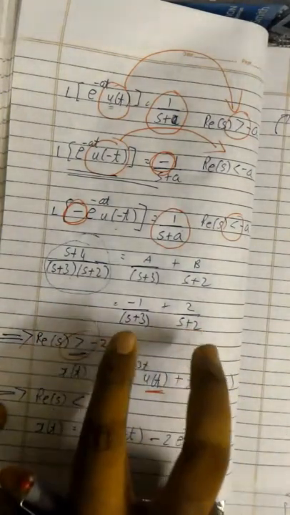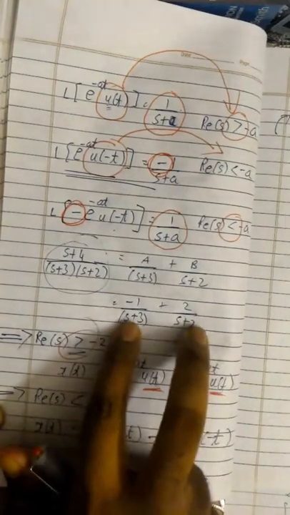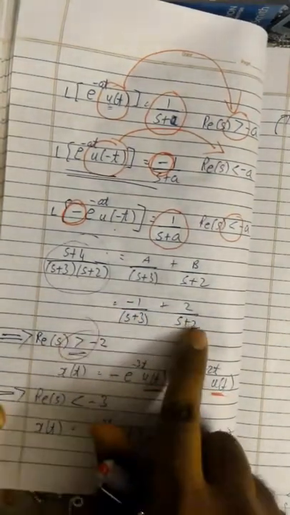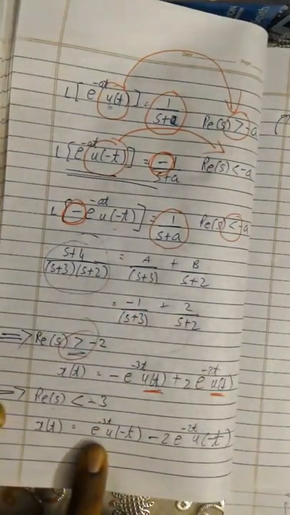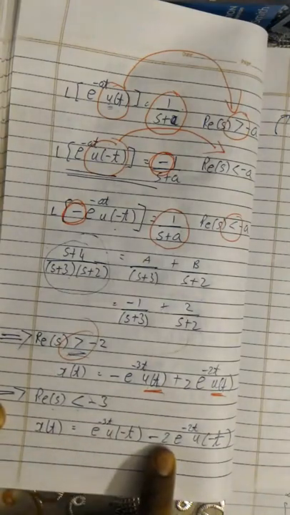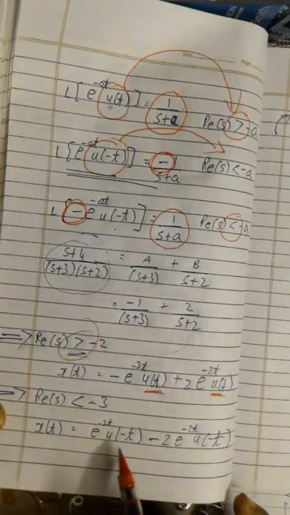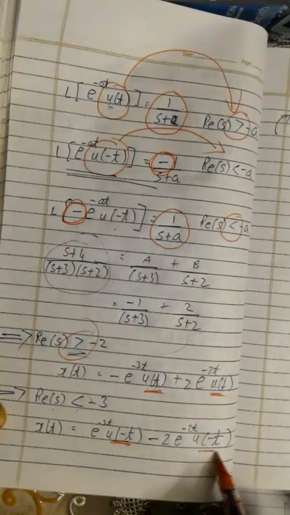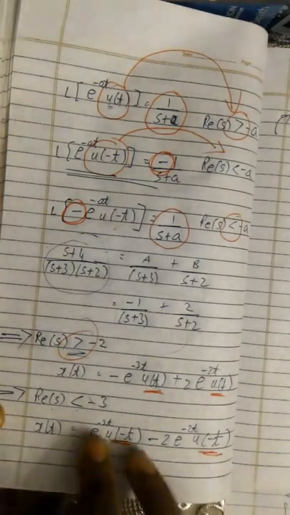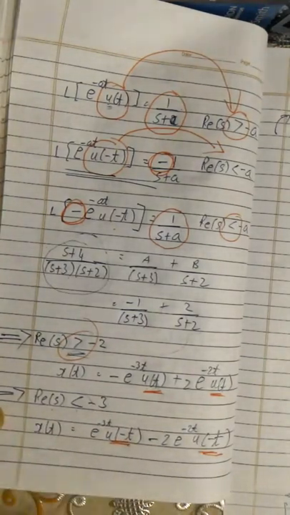So what are you going to do? You negate this and find the inverse of this. Apply the minus sign in both the terms, so minus of minus becomes plus and minus of plus becomes minus, and then you attach u of minus t to each and every term. That's how this becomes a left-sided signal.